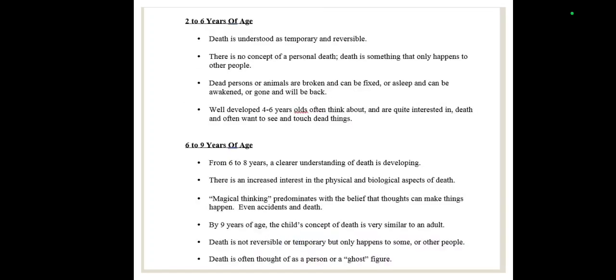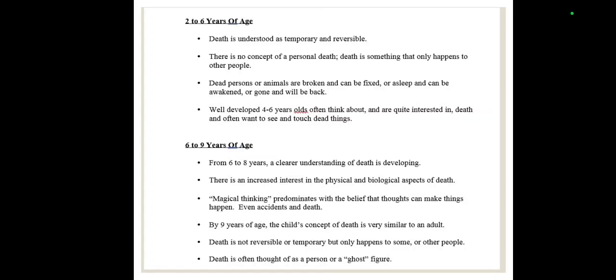For 2 to 6 years of age, death is understood as temporary and reversible. They do believe that after an individual passes away, they will come back again. Okay? There is no concept of personal death, and death is something that only happens to other people. They don't know that death happens anywhere, everywhere, and to whomever. Okay?